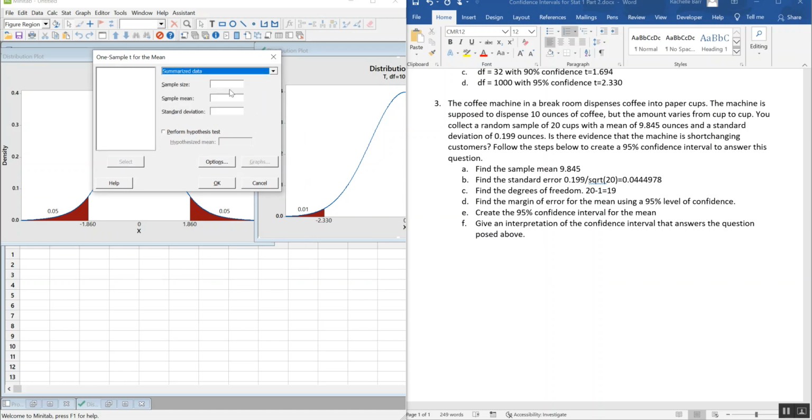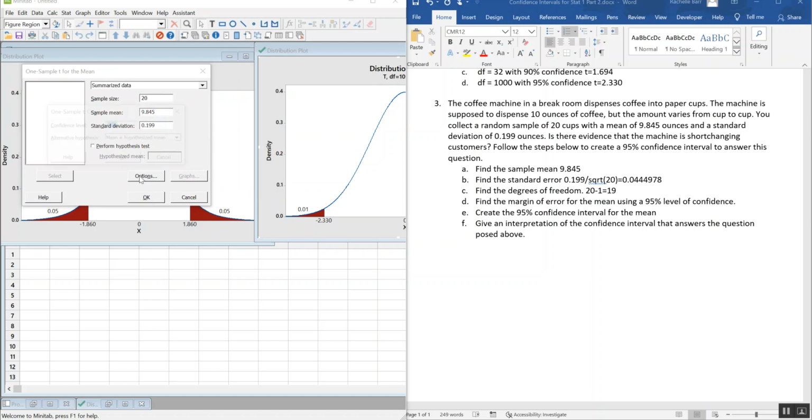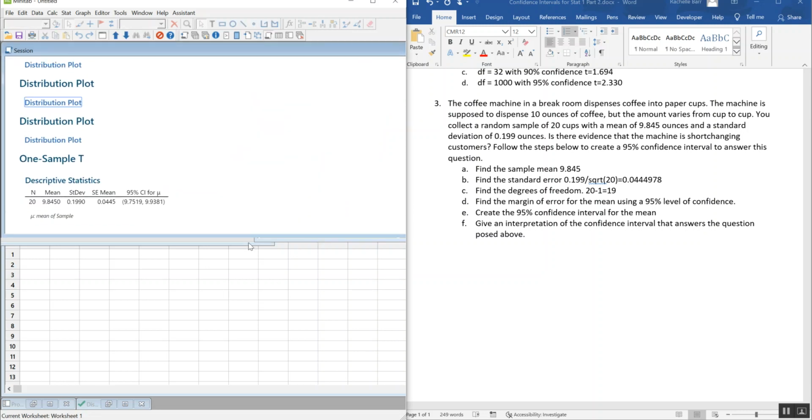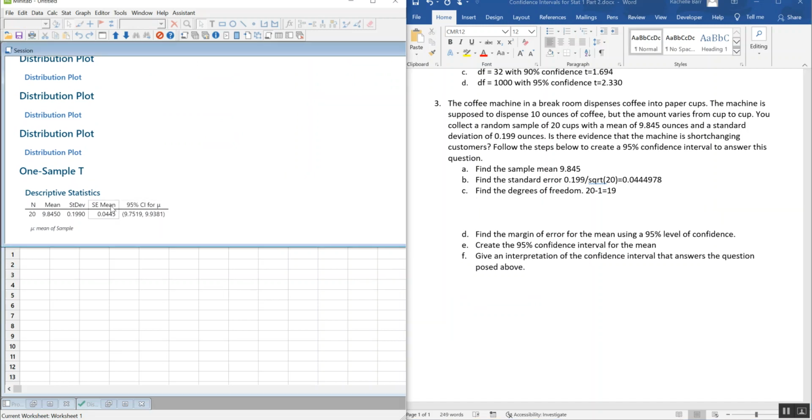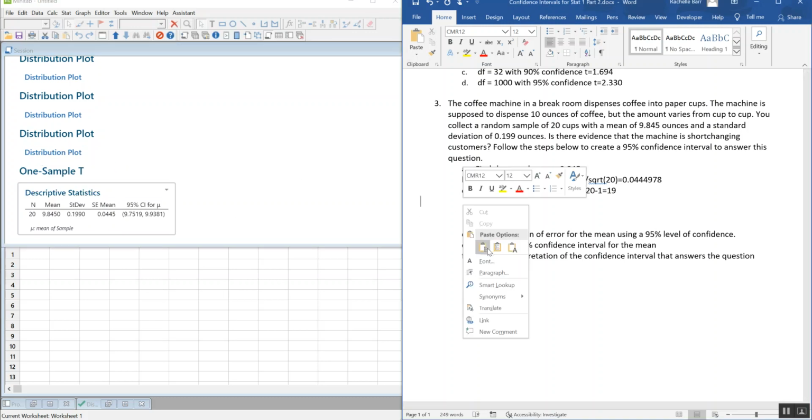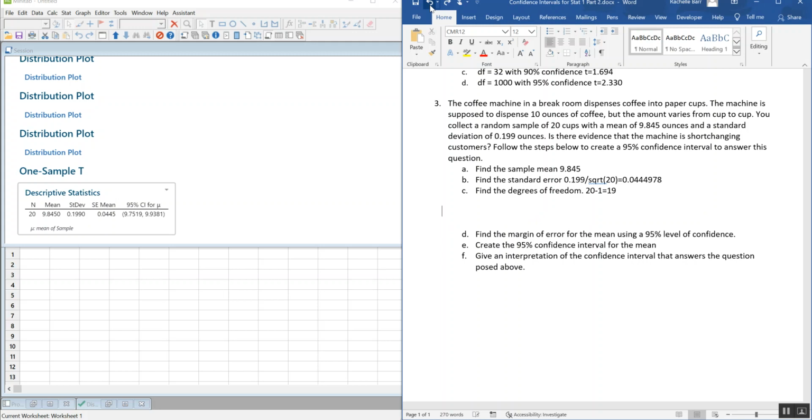All right, so once again, we're met with this drop-down window, and we're going to change it to summarize data. My sample size is 20. My mean is 9.845. My standard deviation is 0.199. All right, let's check our options. 95% looking good. Alternative hypothesis doesn't really matter as long as it's not equal to. Let's hit our OKs. All right, so I'm going to copy this over right down here and make it a little bigger so it's easier for you to see because I want to grab the whole thing. It's a little small. Ugh, why did I paste it that way?